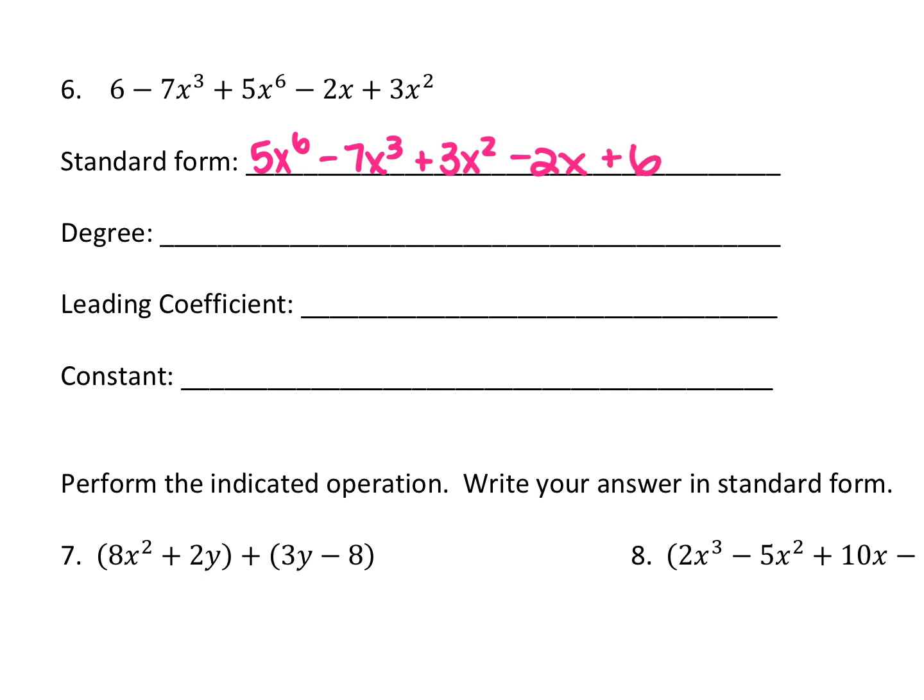Your degree comes from the first term, which is 6. The leading coefficient also comes from the first term, which would be 5. And your constant in this case, which is the number without the letter, is 6.